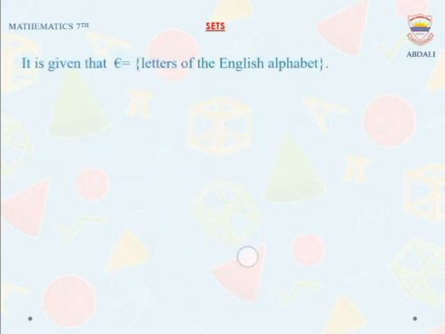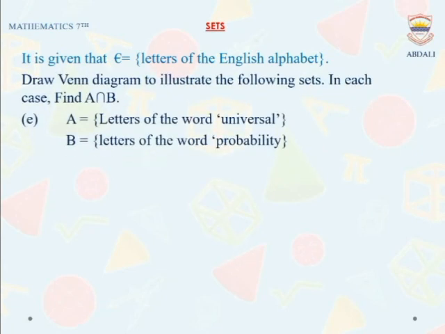Okay, so the next part of the same question is: A set contains the letters of universal. So now class, this is not about only consonants. It is about all the letters of the word universal. And B set contains all the letters of the word probability. So let's start our solution.